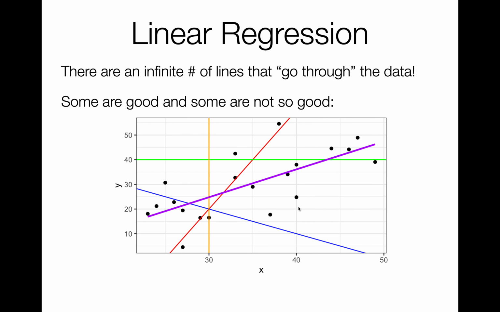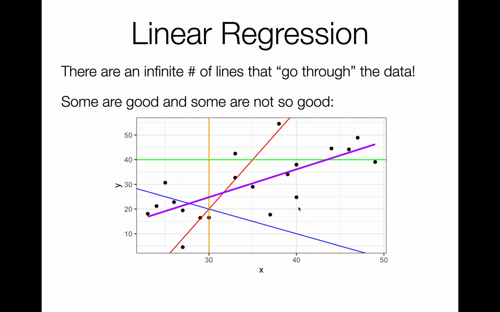Okay, so certainly the orange line, which is vertical right at 30, is not a great representation of this data. Also the dark blue line that actually shows a downward trend, also not a great line. The green one shows no trend or no association whatsoever, probably also not great. But then I have the red and then the purple.